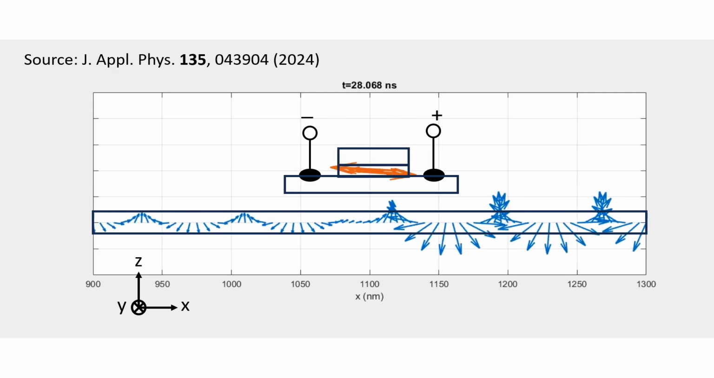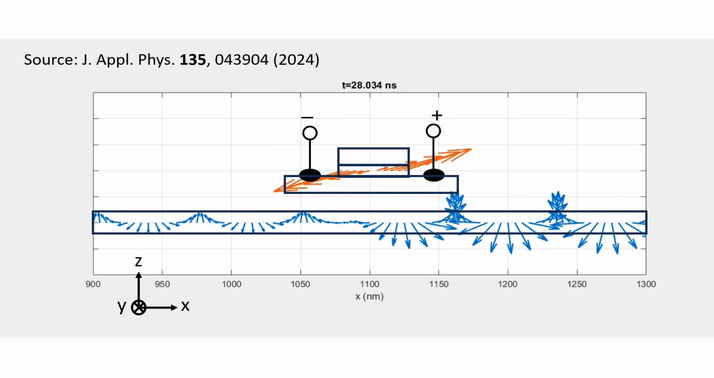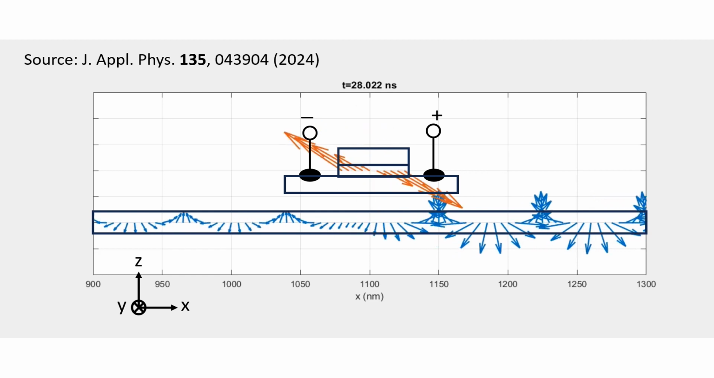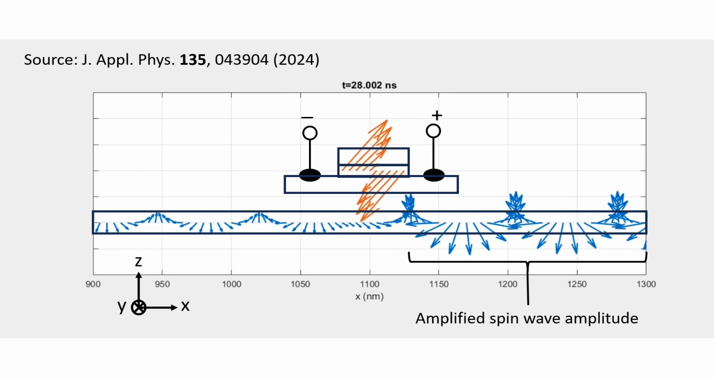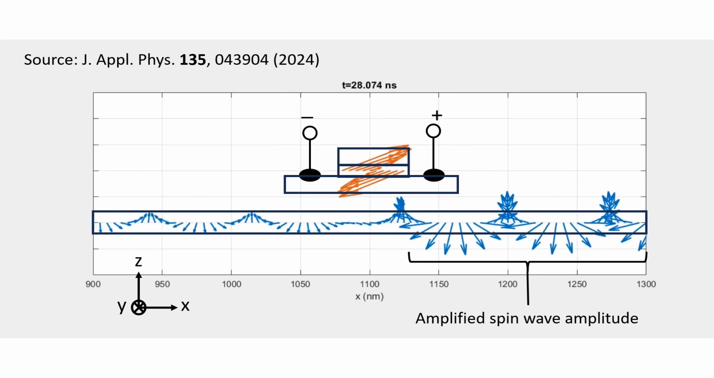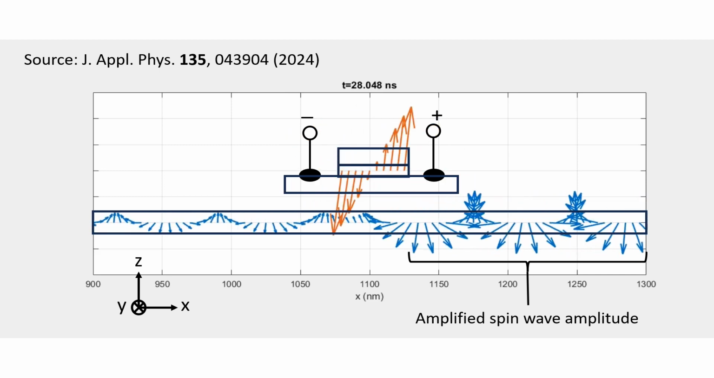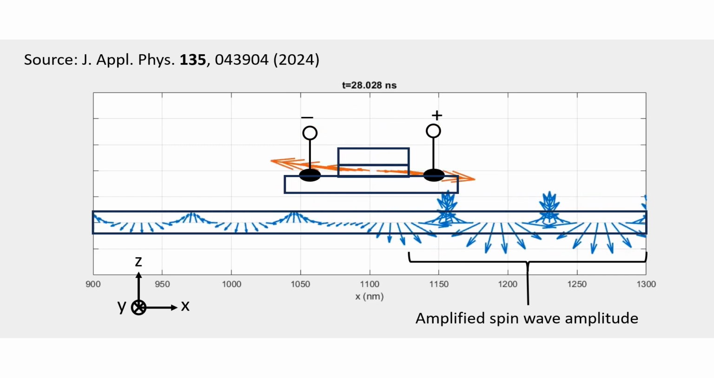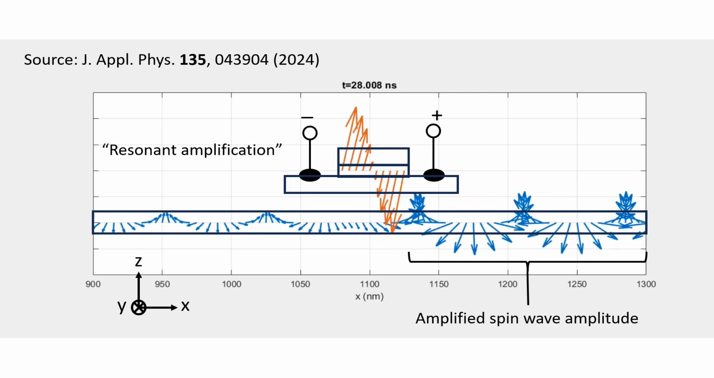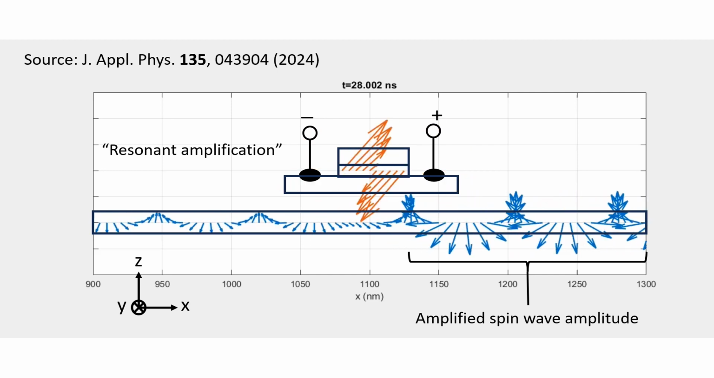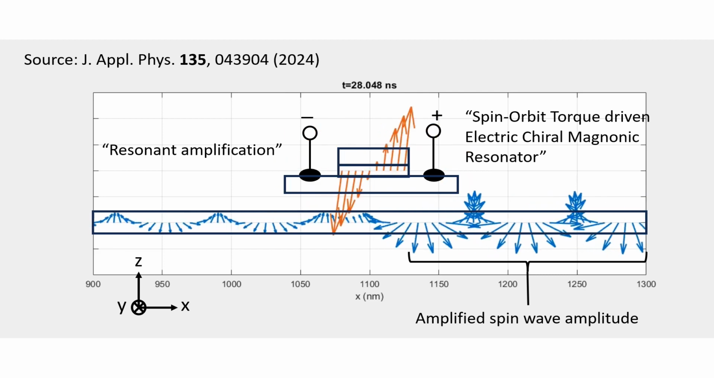Now if we, just like before, send in an incident spin wave from the left in the yttrium iron garnet film, after passing through underneath the cobalt iron boron stripe, the spin wave will be amplified instead of being attenuated. This manifests as a larger outgoing spin wave amplitude away from the cobalt iron boron stripe to the right than that which is coming in from the left. This phenomenon is called spin wave resonant amplification. The cobalt iron boron stripe in this case is called a spin-orbit torque-driven electric chiral magnonic resonator.